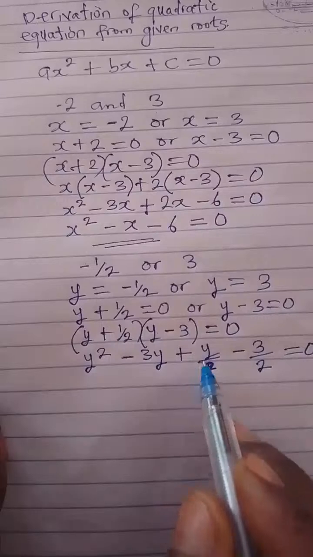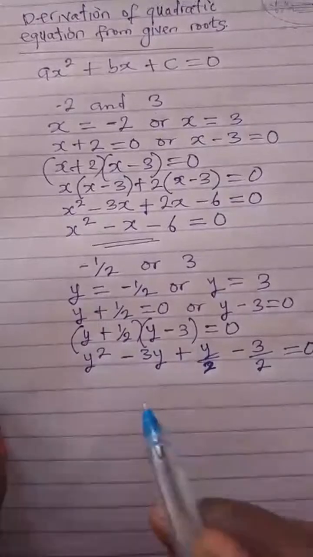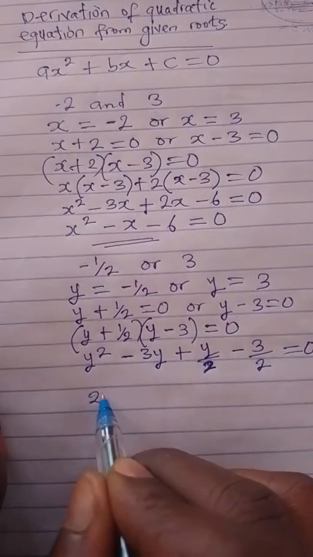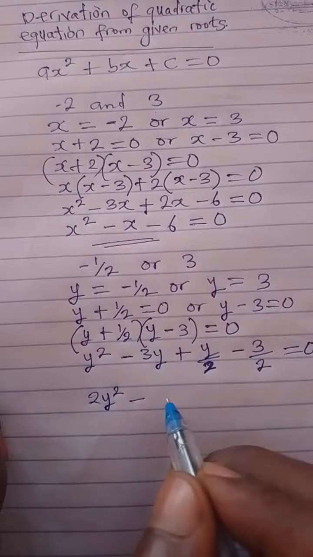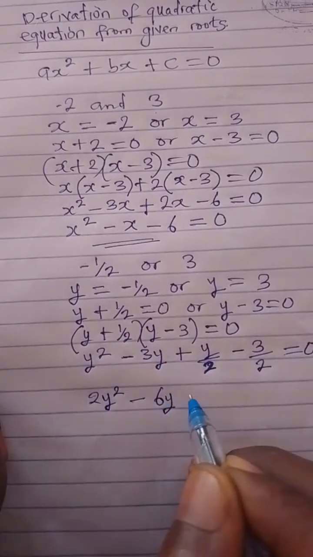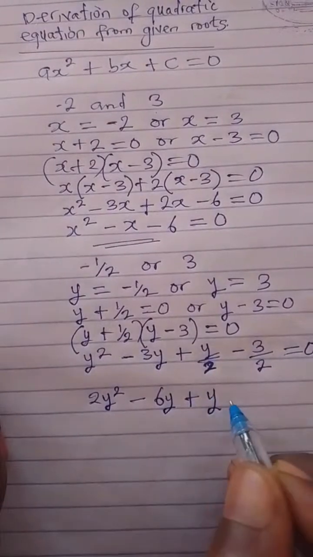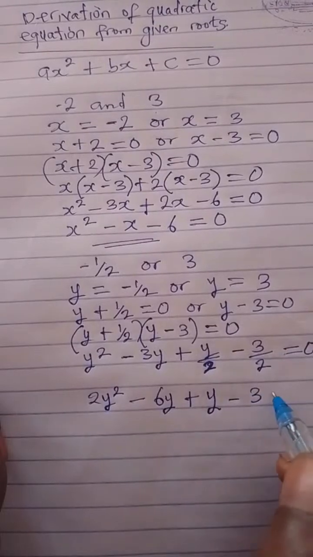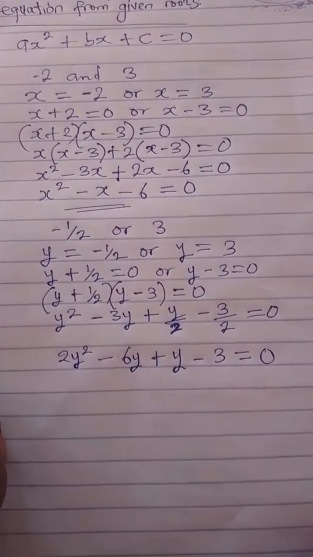We can find the LCM of everything and use the LCM to multiply each of the terms. The LCM is 2. So 2 times y squared would be 2y squared, minus 2 times 3y would be 6y. Then plus 2 will cancel itself from here, so we have just y. Minus 2 will cancel itself from here, and we have minus 3. Then 2 times 0 will still give us 0.